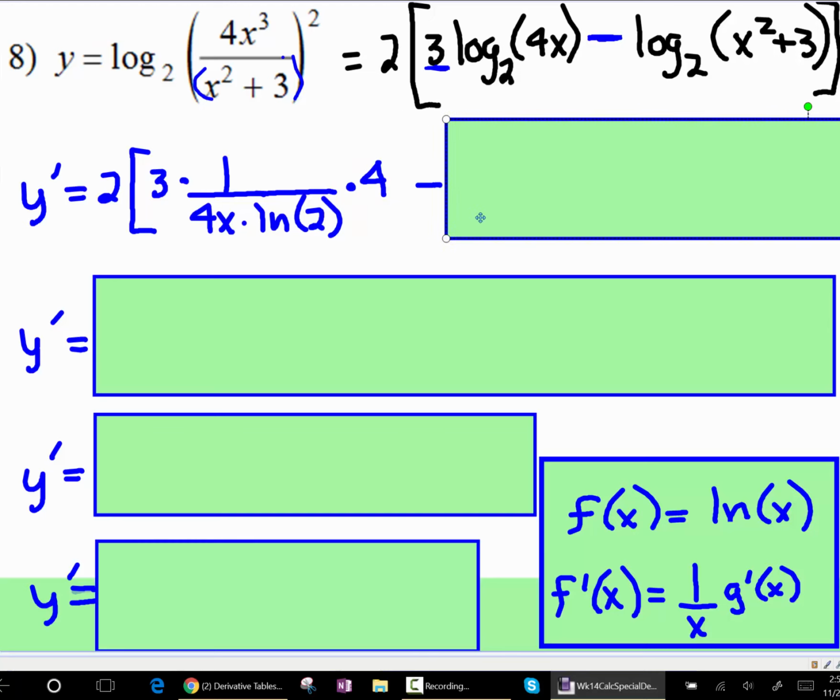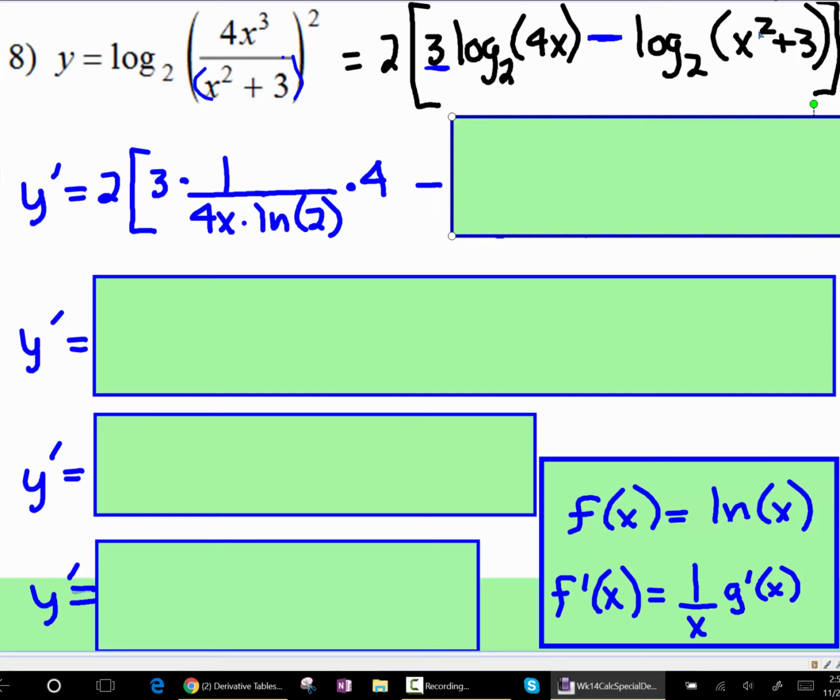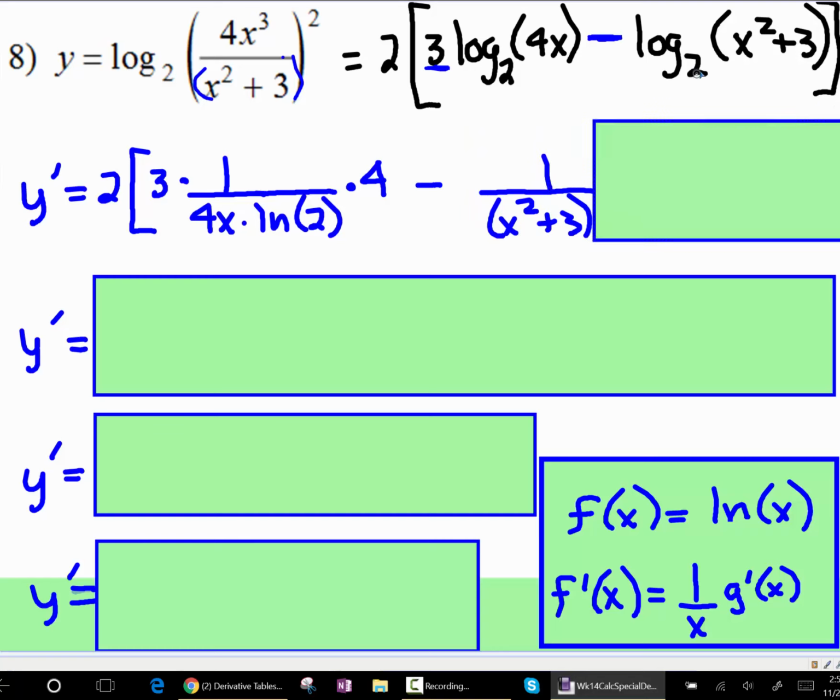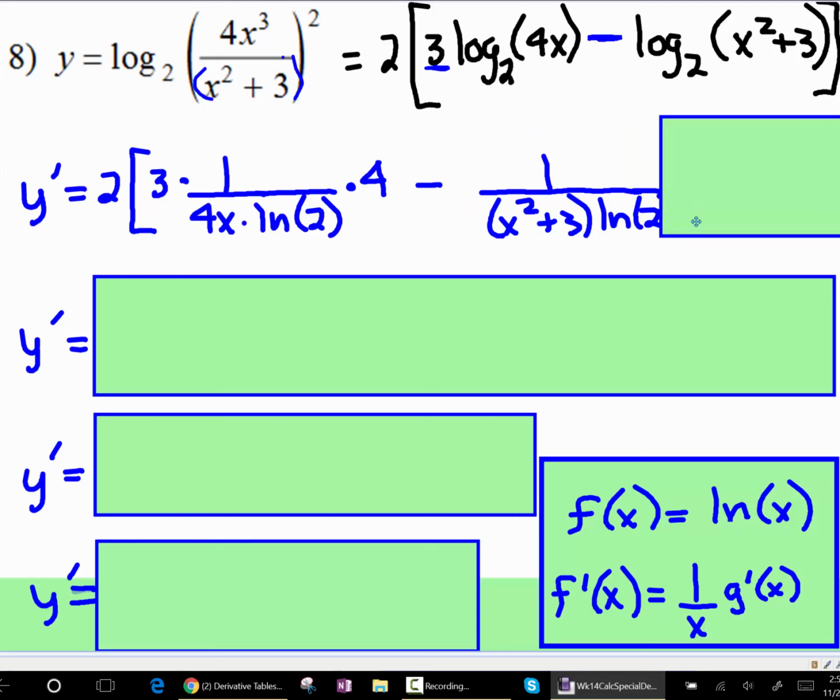Then we've got a subtract sign, and it's going to be 1 over this function times the natural log of this base number, so the natural log of 2, times the derivative of x squared plus 3, which is just 2x. And then you're going to simplify what you can. So notice this 4 and this 4 are going to cancel.